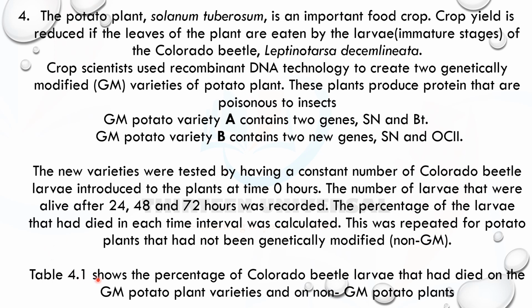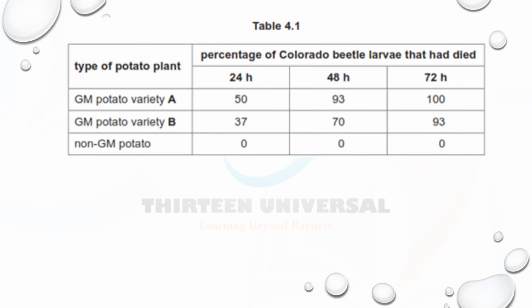It says table 4.1 shows the percentage of Colorado beetle larvae that had died on GM potato plant varieties and on non-GM potato plants. Okay, so we have genetically modified potatoes that can make poisonous proteins against insect larvae. All right, let's see what I have there, guys. That's the table. Type of potato: GM potato variety A, GM potato variety B, and non-GM. Why did they put non-GM there? All right, it's for control. It serves as a baseline to compare, okay, whether this thing works.